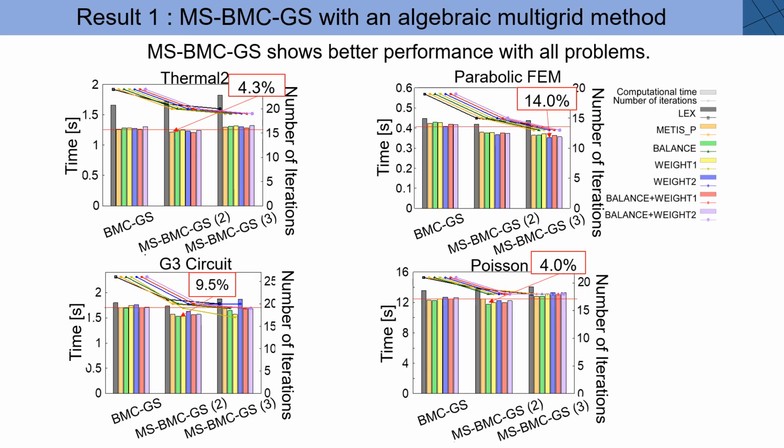These graphs show the performance of an algebraic multigrid preconditioner with MS-BMC-GS. The base iterative method is the conjugate gradient method. The difference among graphs is the targeted problems. In each graph, the bars show the computational times, and the lines show the numbers of iterations. On any problem, MS-BMC-GS shows better performance than BMC-GS. In the best case, MS-BMC-GS shows a 14% performance improvement over BMC-GS with a parabolic FEM problem.